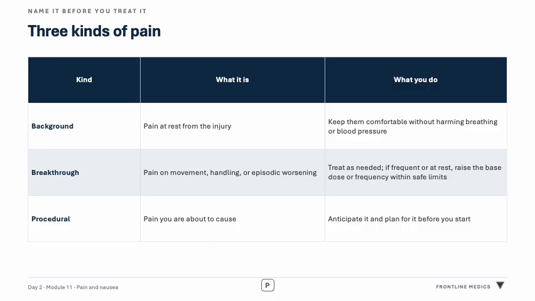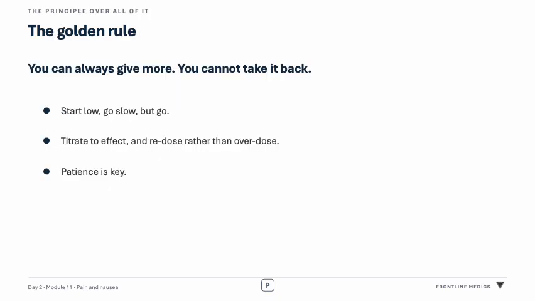Procedural is pain you are about to cause. Anticipate it and plan for it before you start doing something that may cause pain. Remember that there are things you cannot easily take back: blood when lost, heat when lost, medication when given, and time when lost. You can always give more drugs, but you cannot take it back.